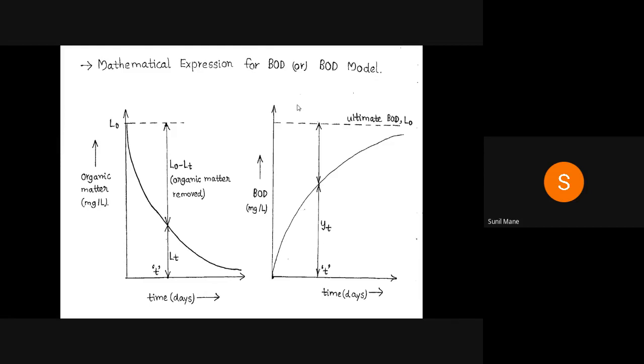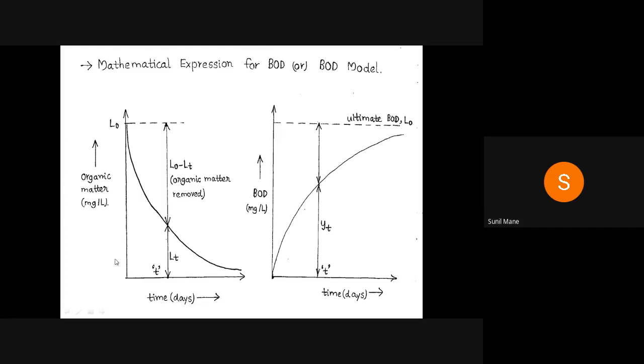Now these two graphs are exactly opposite. In the first graph, two things are given. On the x-axis there is time. In case of BOD, time would always be in terms of days, because the organic matter there would be consumed within days. It won't be less than days. So time would definitely be in terms of days.